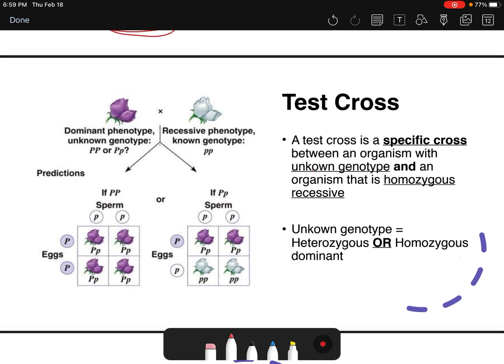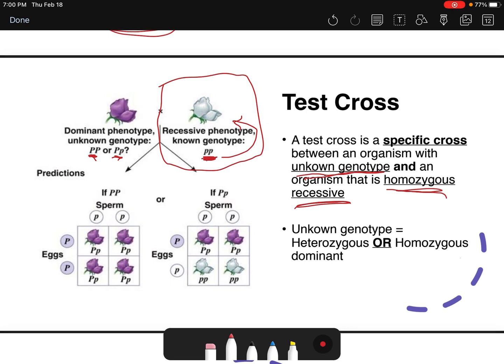All right, and then we'll get into a test cross, and this is a very specific type of cross, and it's between an organism with an unknown genotype and an organism that is homozygous recessive. The reason that it's important to always go with the homozygous recessive trait in the test cross is because you'll always know that it's homozygous recessive because of its unique expression. The reason that you might have an unknown genotype is because it could be big P big P or big P little p. So it could be either homozygous dominant or heterozygous.